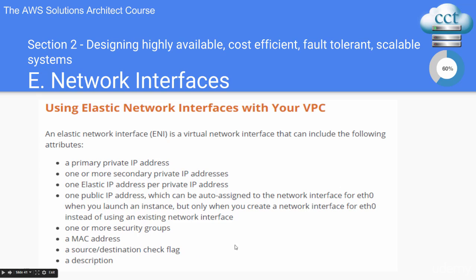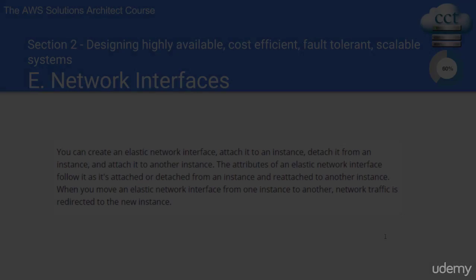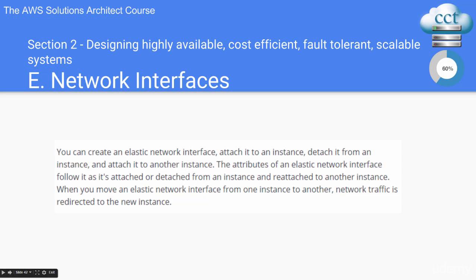That is a little confusing, so we'll move on and try to explain it a little bit better. Now again, this statement is the best one I could find. You can create an elastic network interface, attach it to an instance, detach it from an instance, and attach it to another instance. And you can read the rest of that for yourself.